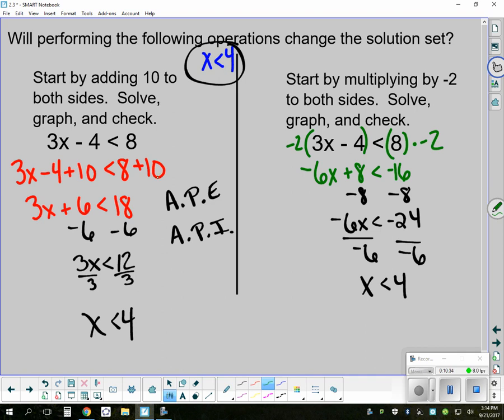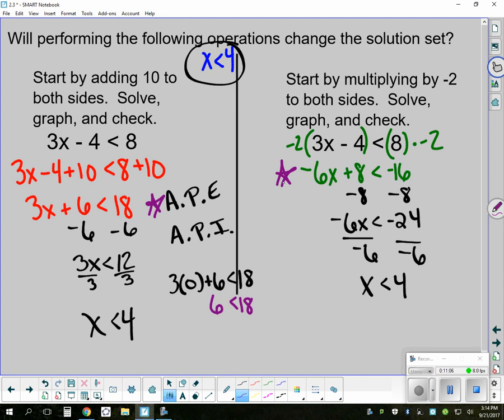Let's check them in the new inequalities we created, right here and right here. So if we're saying x is less than 4, we could pick any number less than 4 and it should work. Let's pick 0. 0 is always easy to check. So over here I'd have 3 times 0 plus 6 is less than 18. I'm just plugging into the start inequality. 3 times 0 is 0. 0 plus 6 is 6. And 6 is less than 18. So yep, sure enough, we're good there.